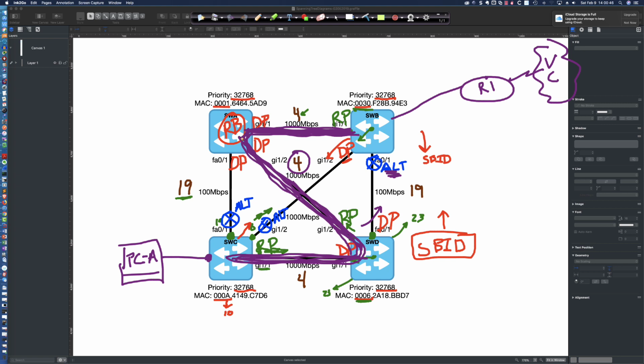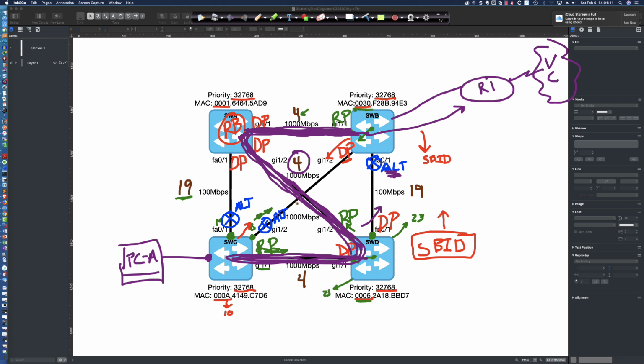And then when it gets to switch A, then it comes over to switch B, and then it's going to make its way out to its default gateway, router 1. And this is what can happen if you don't understand how spanning tree impacts the forwarding of your traffic at layer 2. So you might be asking yourself, okay, Travis, well, that's great.